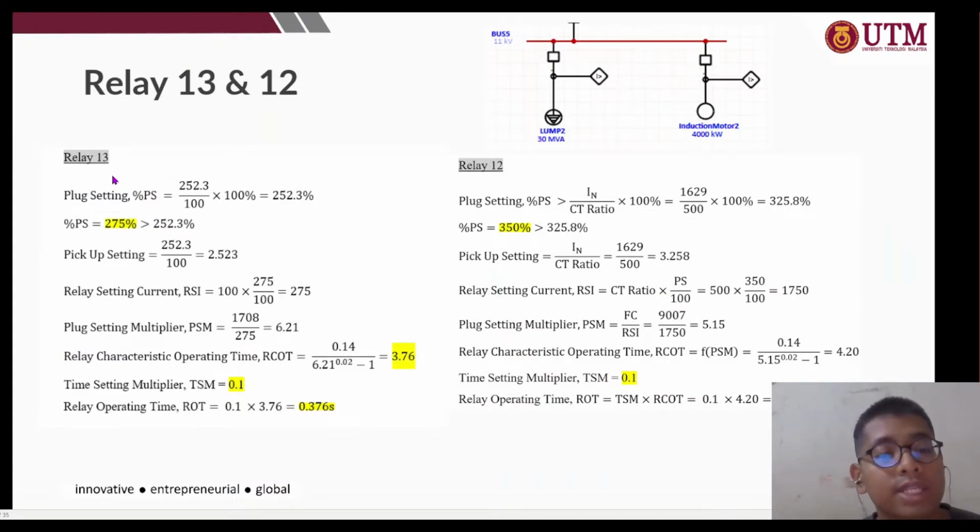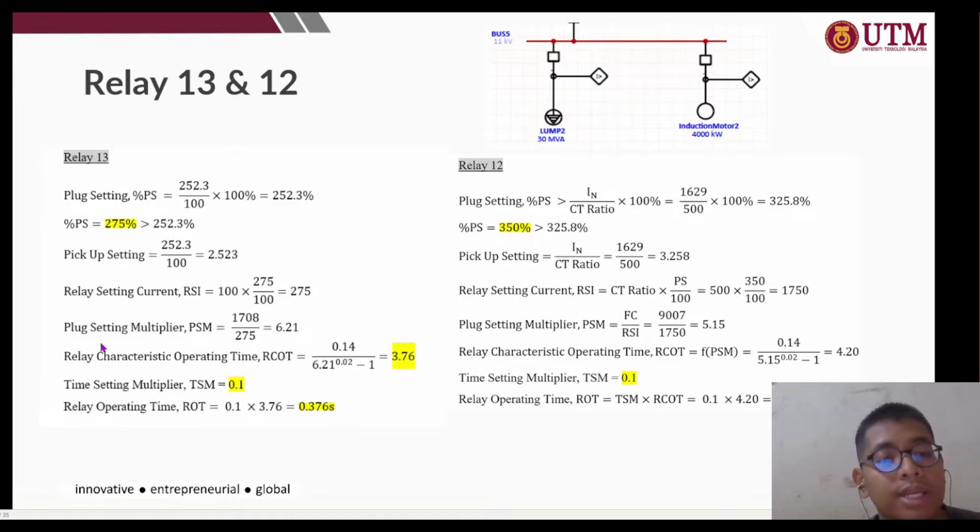I will explain relay 13. How to get the ROT? We use the plug settings. We use the maximum load currents, which is 252.3, and we will get the PS setting. Then we find the pickup settings, also using the maximum load currents, and then we find the relay setting current RSI based on the pickup setting previously.